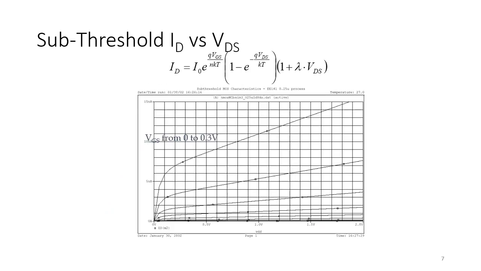This is the curve for subthreshold conduction. On the y-axis we have shown the drain current, and on the x-axis we have shown the drain to source voltage. Here we can see initially the current increases linearly with the increase in the drain voltage, and after that it becomes constant.